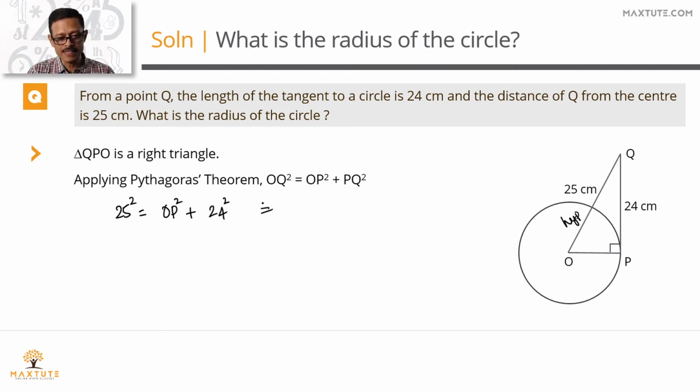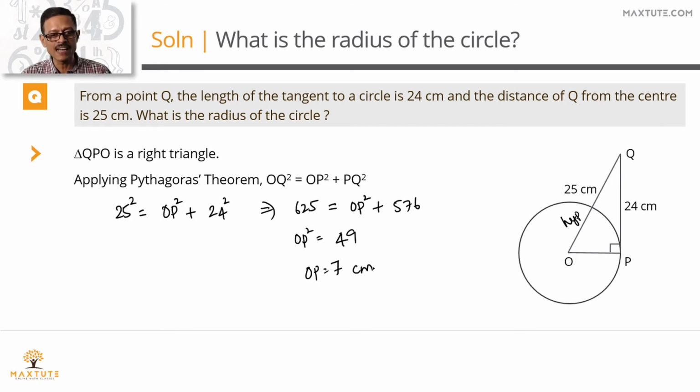Let's basically expand and solve this. 25 square equals 625. This equals OP square plus 24 square, which is 576. So the measure of OP square equals 625 minus 576, which is equal to 49. OP square equals 49, OP equals 7. The radius of the circle is equal to 7 centimeters.